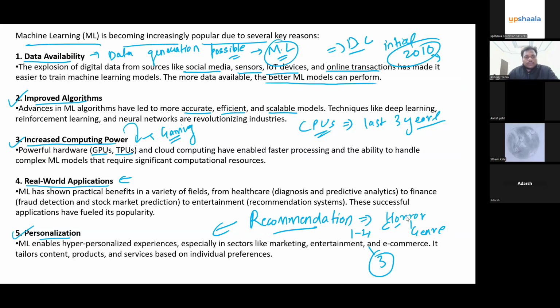Any doubt till here? Anyone? Netflix and all, they are using personalization. They are recommending based on history. Yes, recommendation is a kind of personalization only.